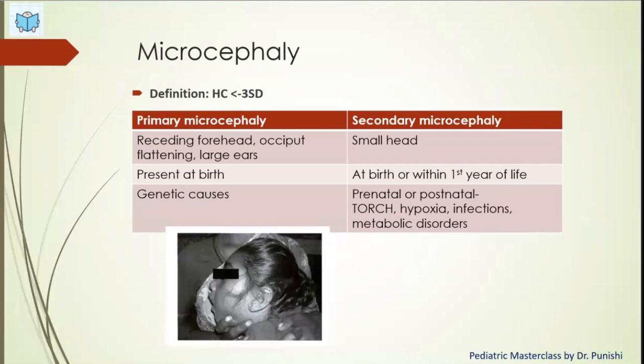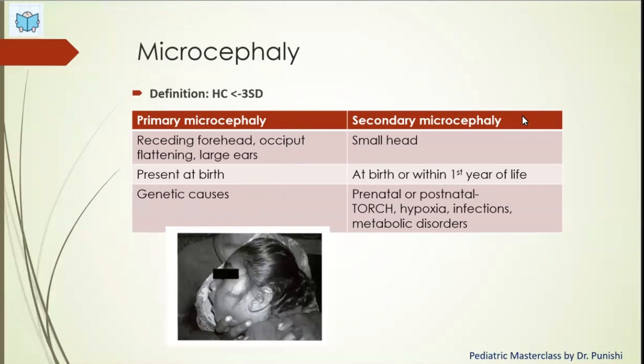So if you have primary microcephaly, it looks like this. They have a receding forehead, they have occipital flattening, and they have predominantly large ears. This is what a primary microcephaly looks like. The most distinct feature is the receding forehead. So if you see that kind of forehead on your examination, then it points more towards primary microcephaly. And always remember that primary microcephaly will always be present at birth, and predominantly it's because of genetic causes.